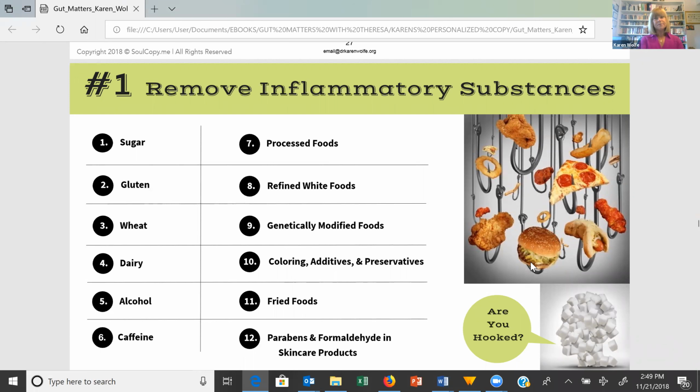The other one is gluten. Yes, a lot of gluten has been modified. So having a gluten-free diet as much as possible would be super helpful.